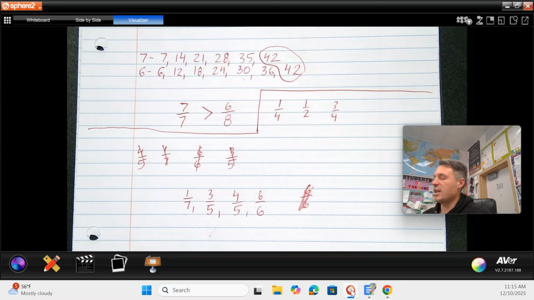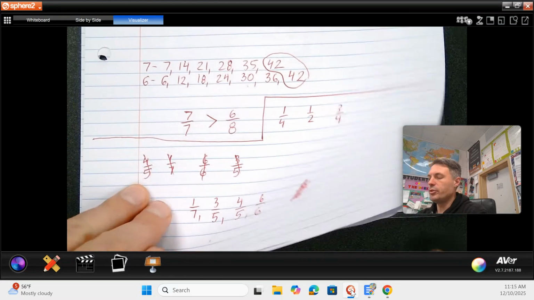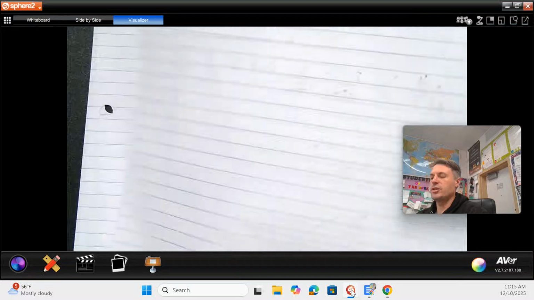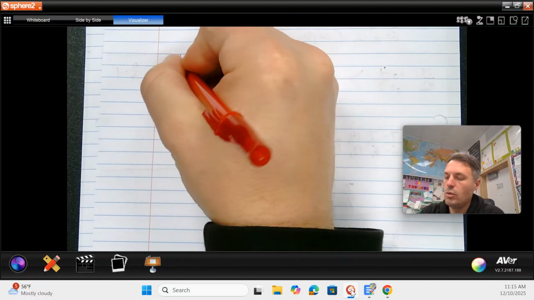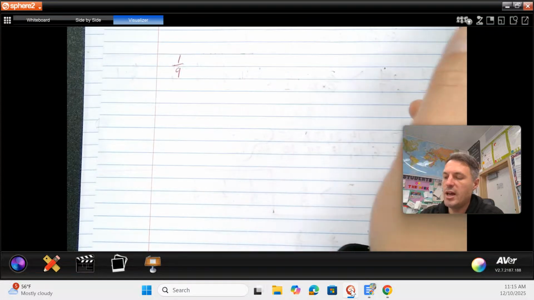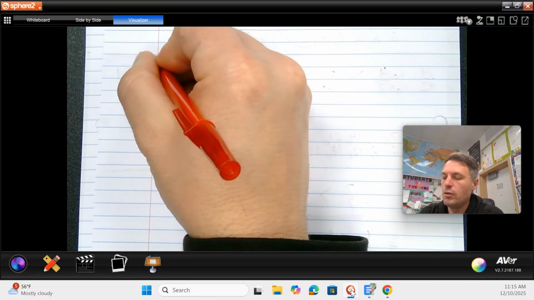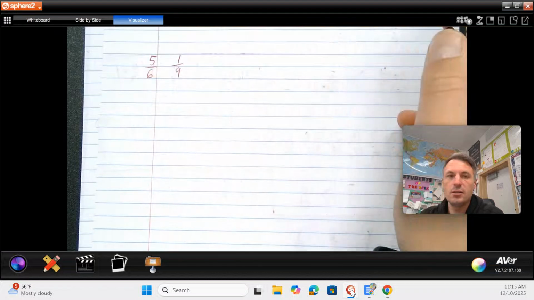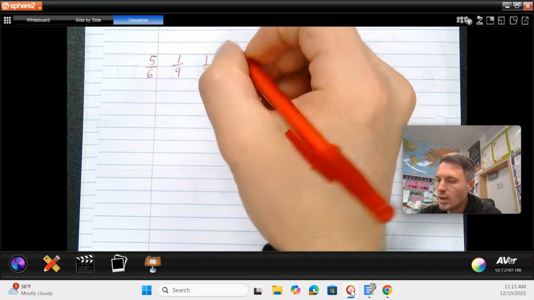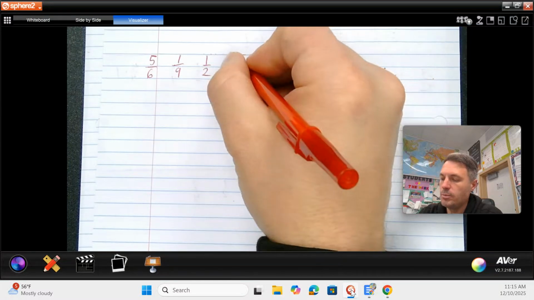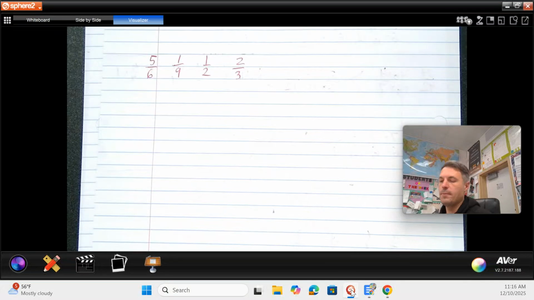Let's do one more example of that. I'll do it on the back side of the page because I kind of ran out of room. Let's say we had to order 1/9 and 5/6 and also 1/2 and 2/3. Okay, so which of these fractions do we know for sure is the smallest?